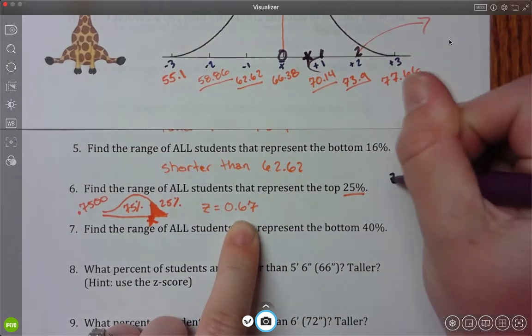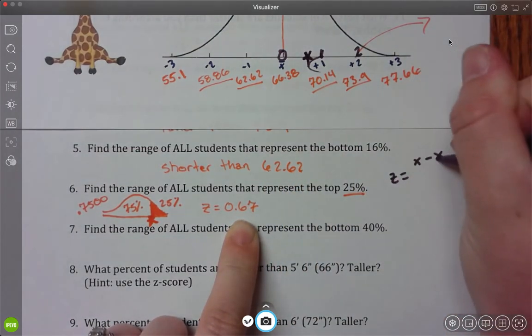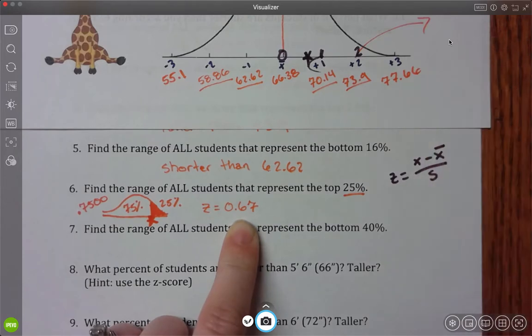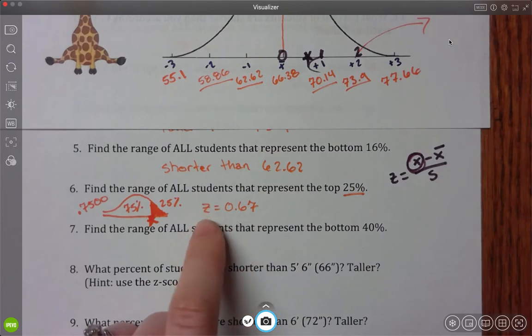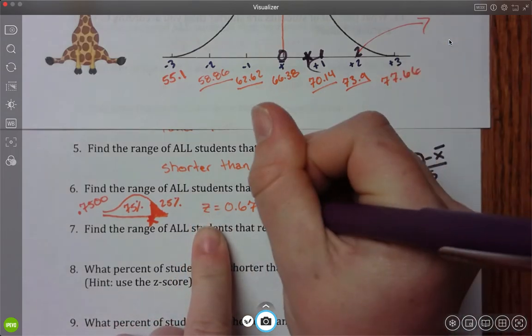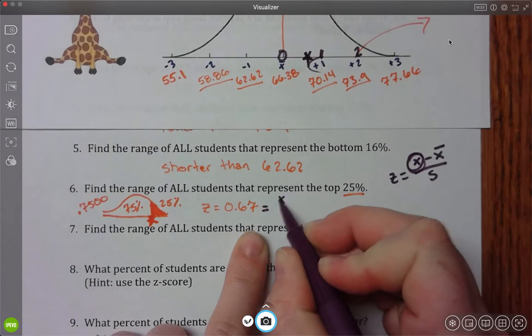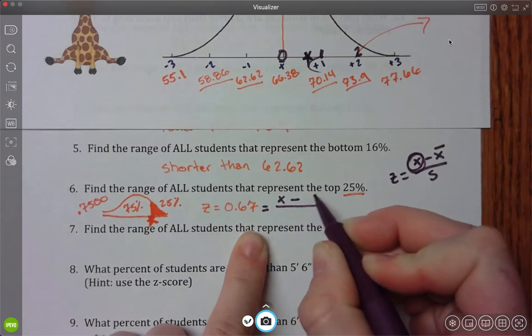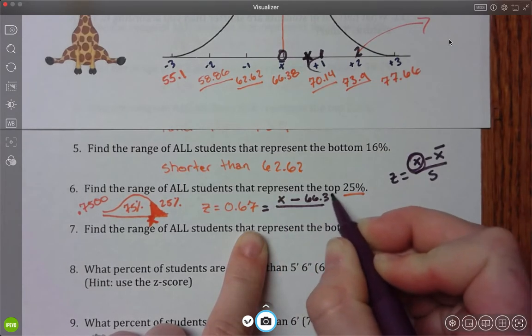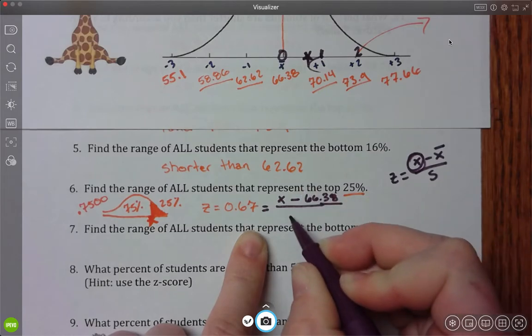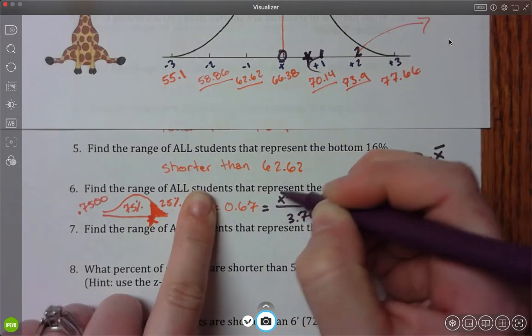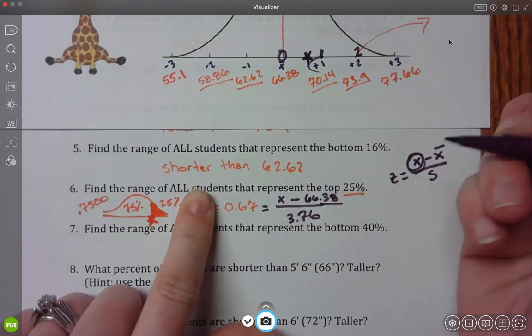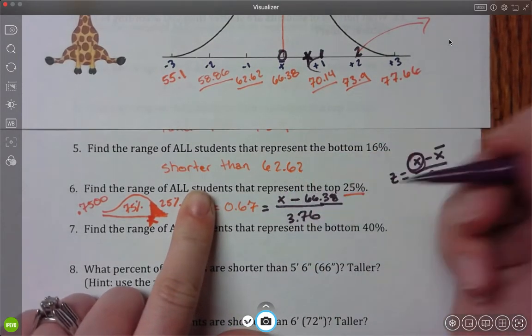So z is equal to x minus x bar divided by my standard deviation. So I'm trying to figure out what that x is. I know what z is, and then I can just rewrite my formula and solve for x. X bar is 66.38, divided by my standard deviation, 3.76. So I'm going to take this equation right here and unwind it and solve for x. So how tall does that person have to be?